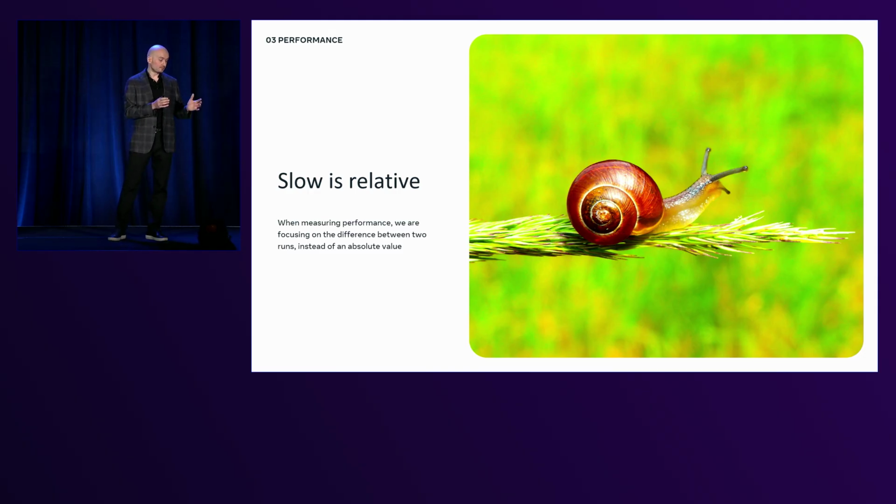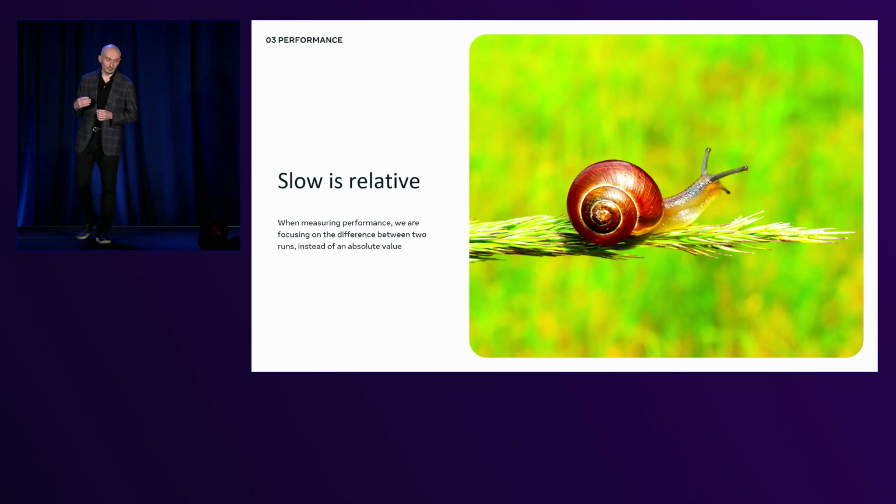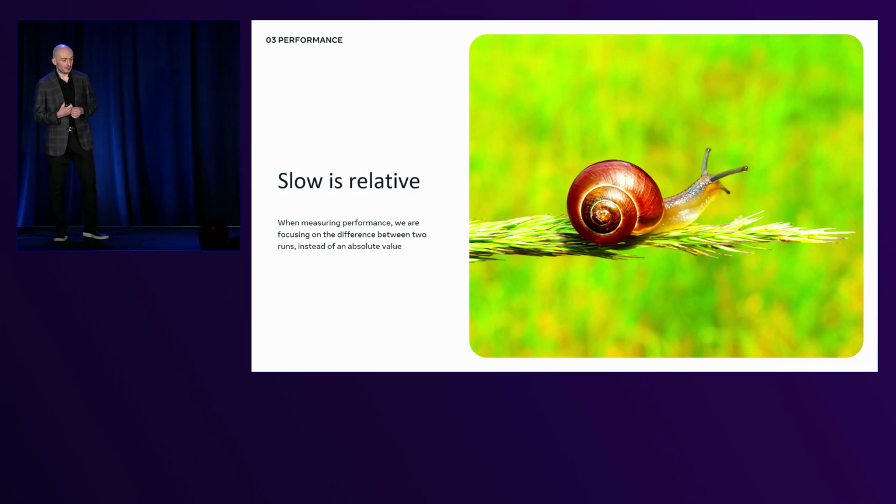So we run the application before and after, run performance on it, and then calculate the percentage difference. Is it 10% slower, 5% faster? This allows us to always run on the same device and reduce the noise coming from the different device models.